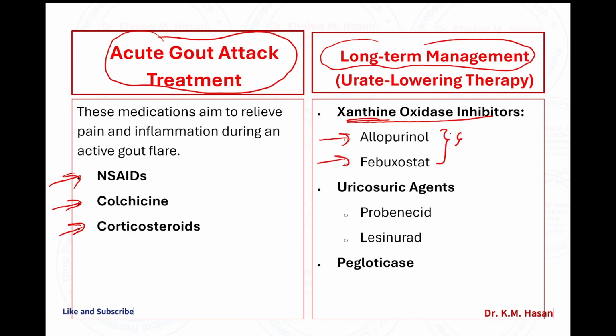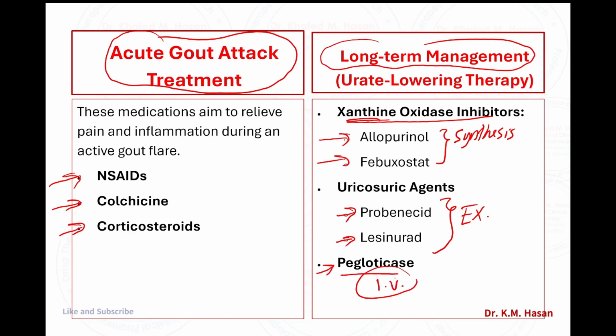Okay, lower synthesis of uric acid. We have other medications that increase excretion of uric acid: probenecid and lesinurad. And we have another last medication, pegloticase, an IV medication that inhibits uricase, and this could also be a last line treatment for hyperuricemia and gout.